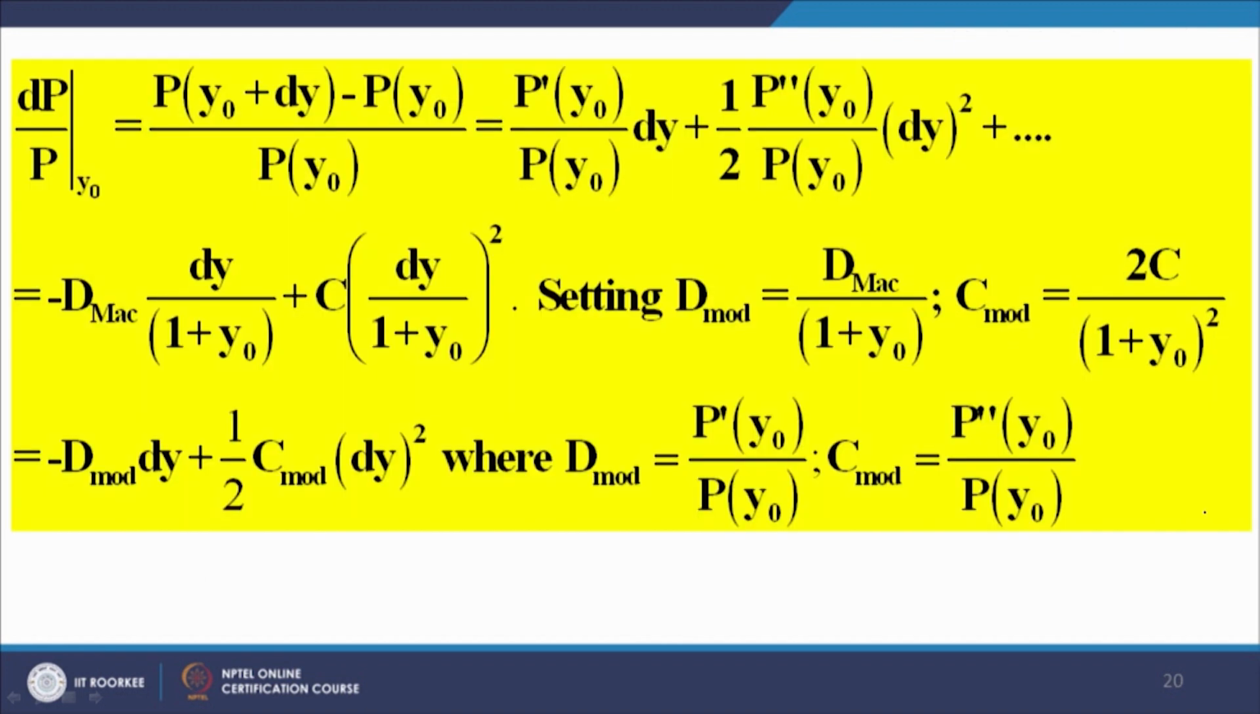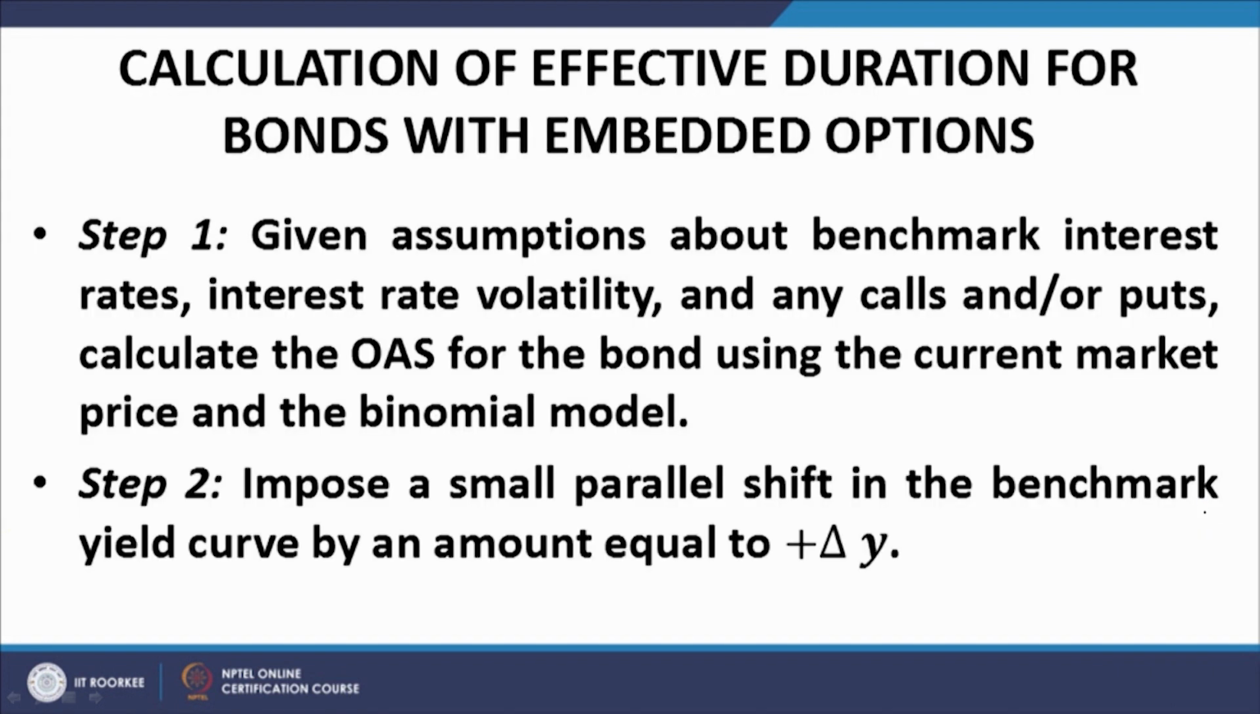Okay. So, this is a repetition of what we talked about at the beginning of today's lecture. Now, calculation of effective duration for bonds with embedded options, this is very intriguing. I will explain the process stepwise. The first step is that given assumptions about the benchmark interest rates, interest rate volatility and any calls or puts, calculate the option adjusted spread for the bond using the current market price and the binomial model.